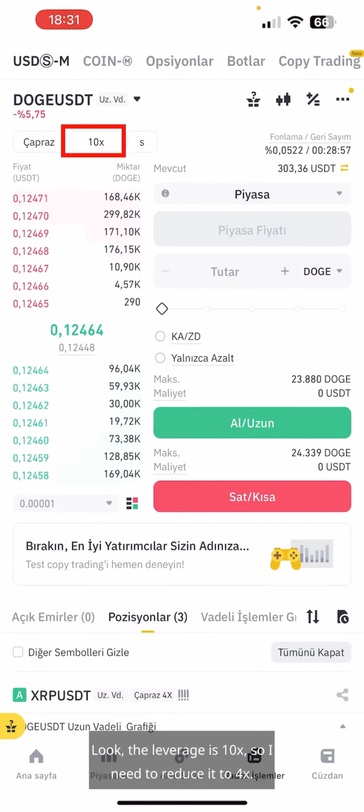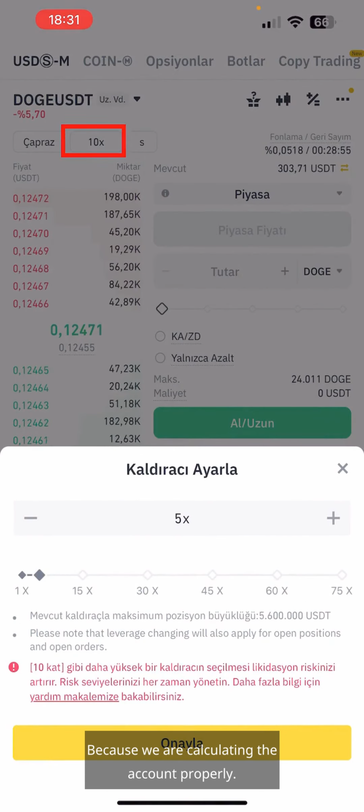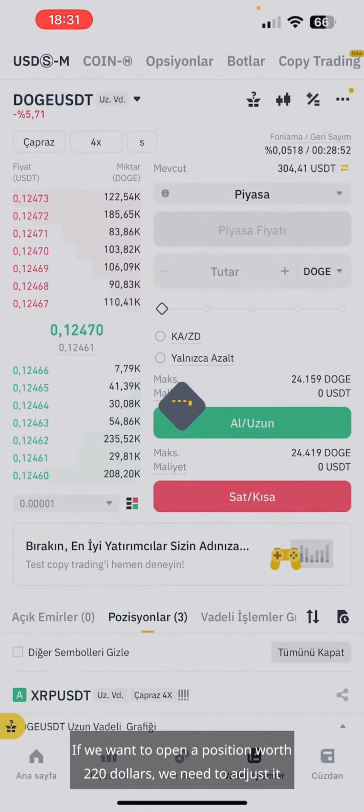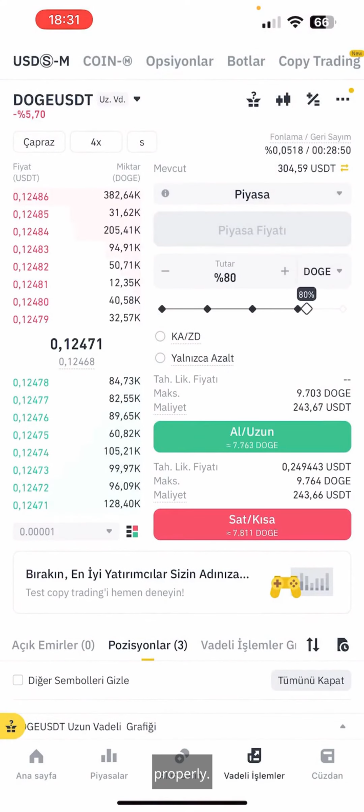Now friends, we will open a long position on our North Star, Doge. Look, the leverage is 10x, so I need to reduce it to 4x. Because we are calculating the account properly. If we want to open a position worth $220, we need to adjust it properly. We have arrived.